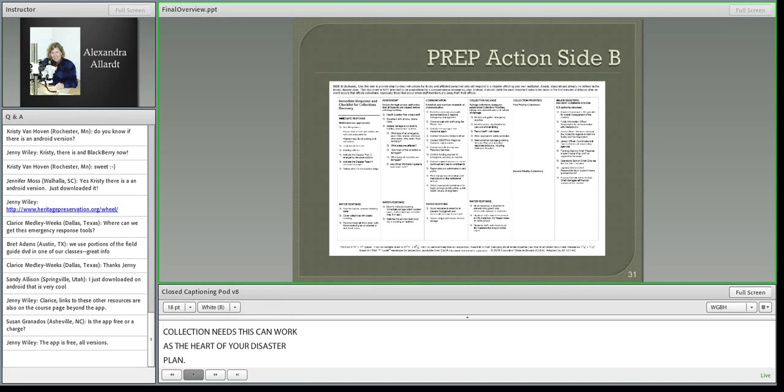But regardless of your size, it ensures that managers and staff have the most essential information with them at all times. Now, Heritage Preservation will be hosting a webinar series on how to fill out and customize this form. It's going to be hosted by Julie Page, and it's part of her response series. So look for that.